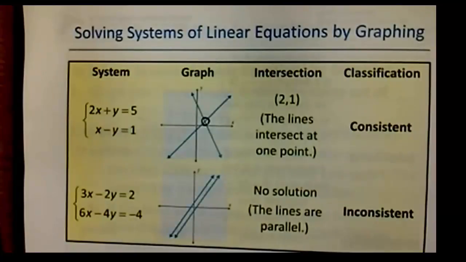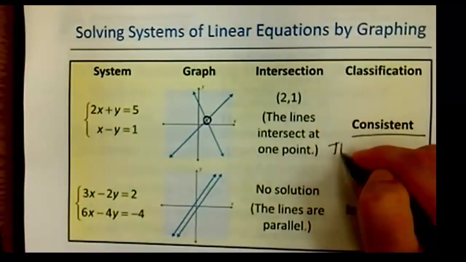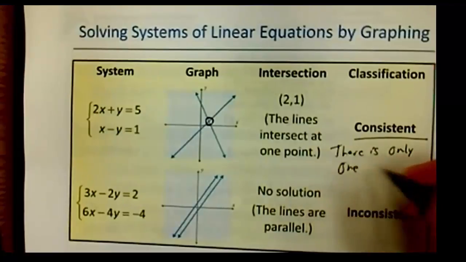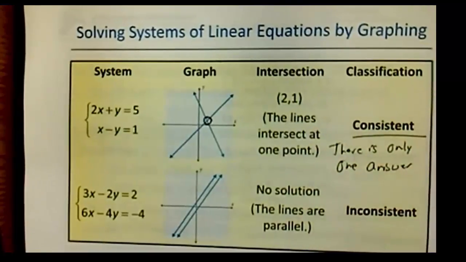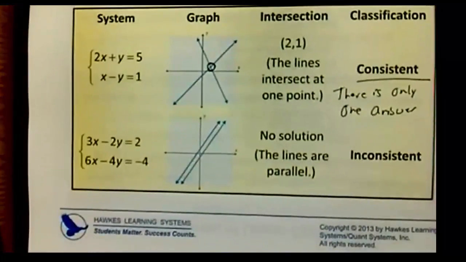This is what's classified as consistent. Consistent has an answer. So there is only one answer to consistent questions. So if it's consistent, we're going to have one solution, and if it fits that category. If you look at the next two lines in here, these two, what's happening with them?